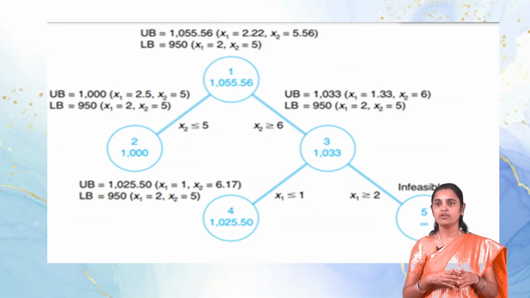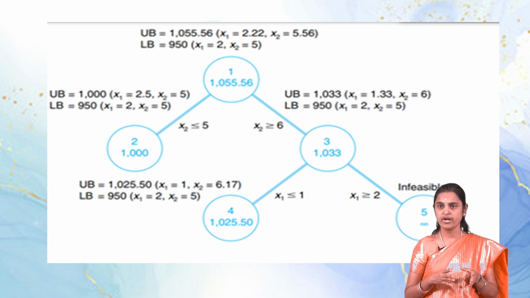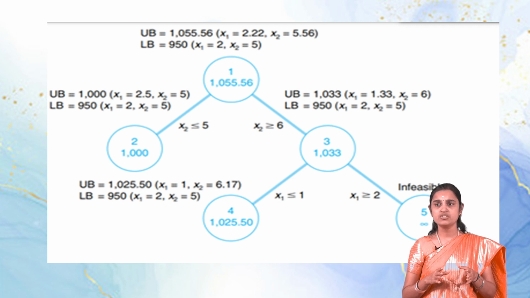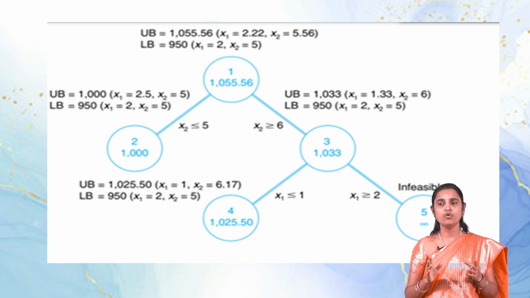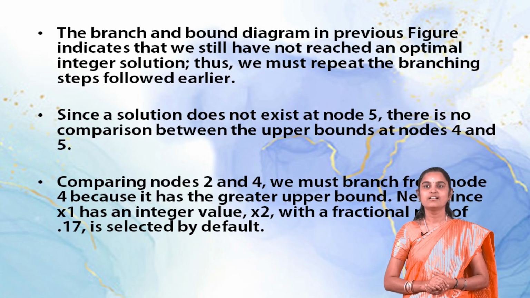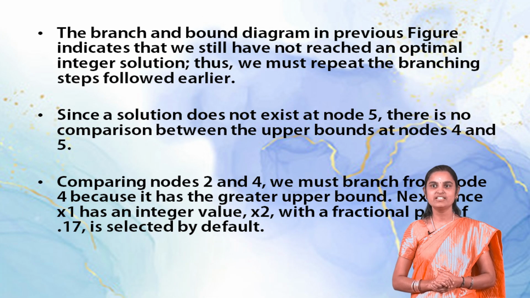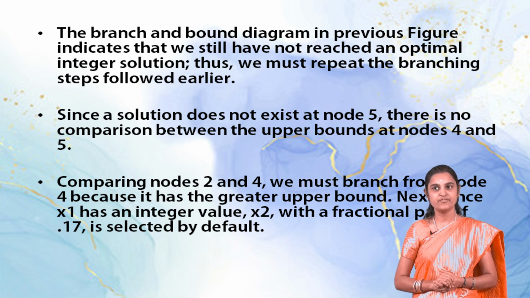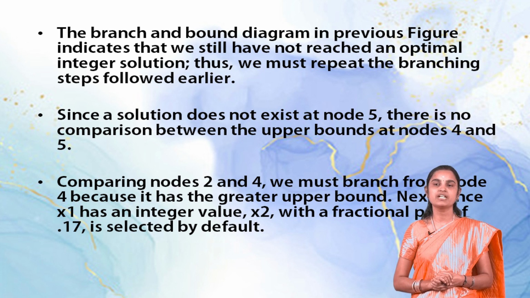So, cumulatively, after branching the third node, in node 4 the value of z is 1025.50 when x1 is less than or equal to 1, and when x1 is greater than or equal to 2 we get an infeasible solution. Thereby node 5 ends. The branch and bound diagram in the previous figure indicates that we still have not reached an optimal integer solution. Thus we must repeat the branching steps followed earlier.